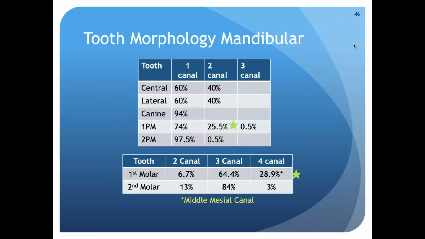When we're looking at our first molar, about 30% of the time we can have a 4th canal, the so-called middle mesial canal. In between your mesial buccal and mesial lingual, there'll often be a 3rd canal, and that's your middle mesial canal. And again, that one may not be one that can be instrumented completely to the apex, but you should be looking for it.